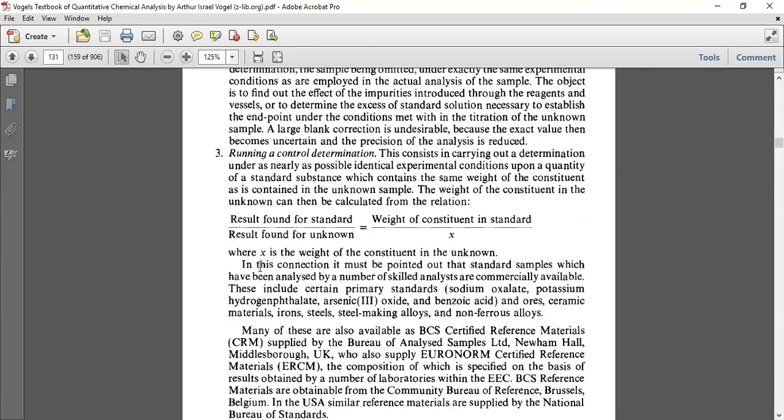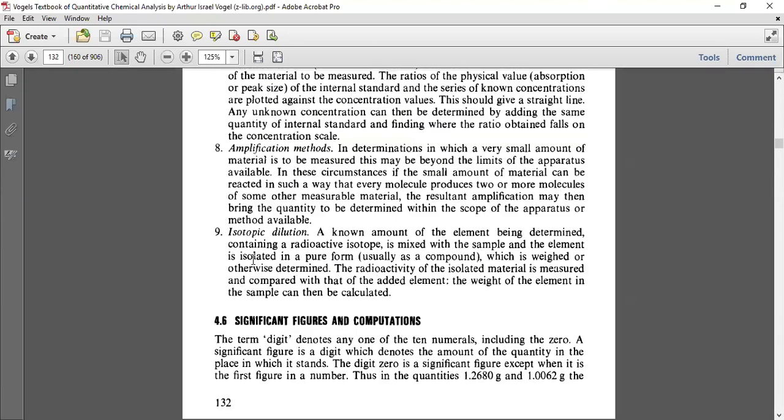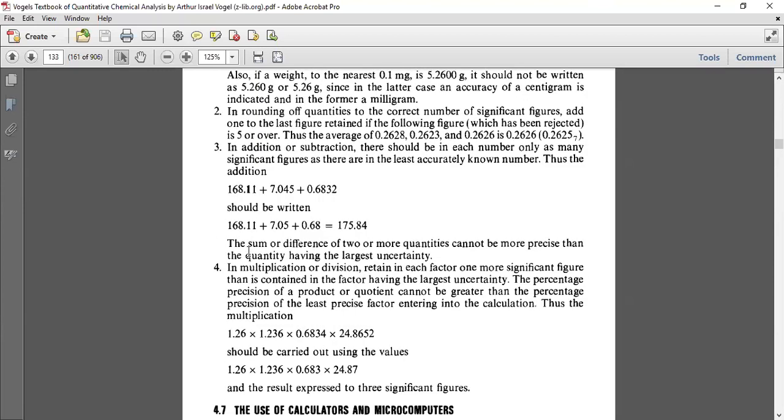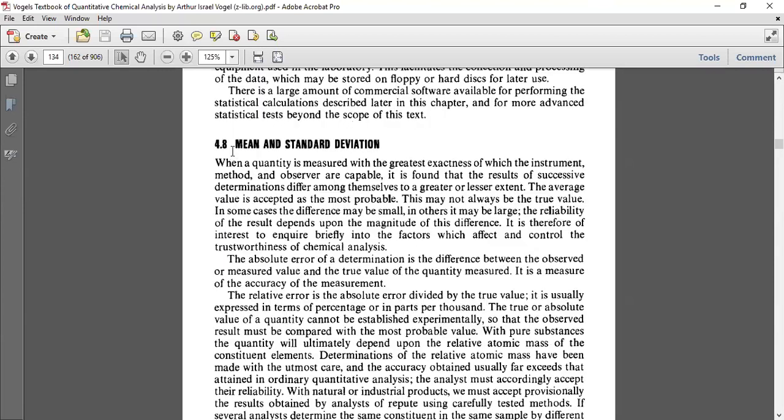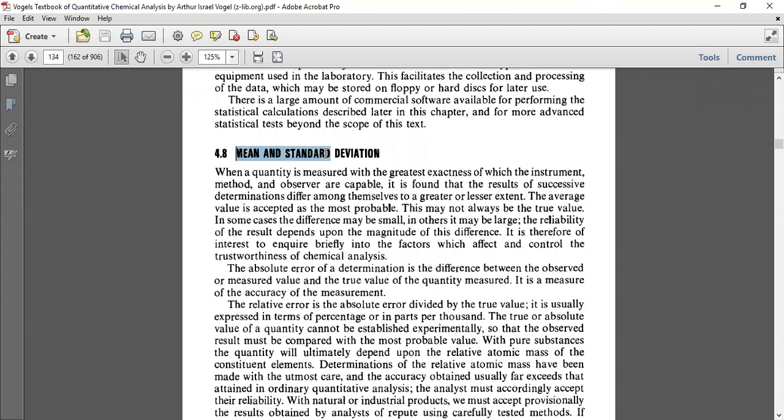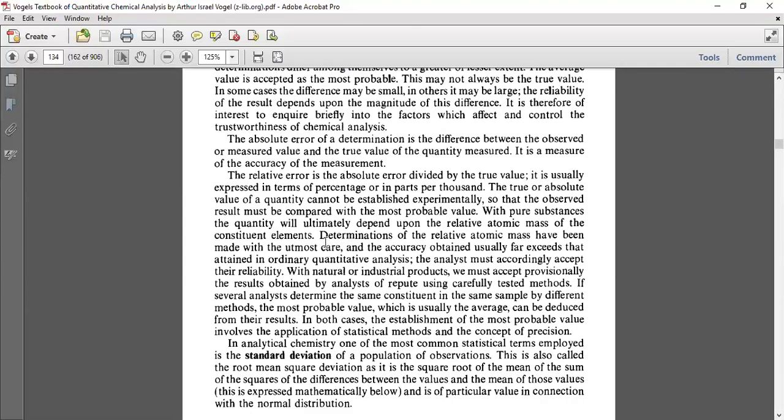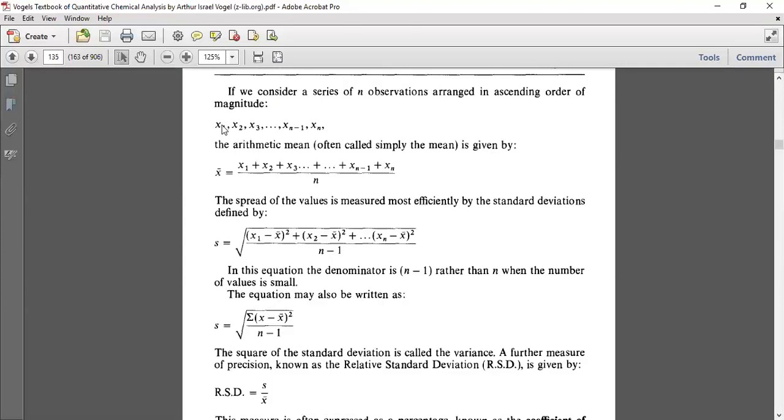So the first point is about mean and standard deviation. What is the mean? Whatever average values we are taking, and whatever the standard deviations. We have seen these formulas. These are some values we have: x1, x2, x3, and this is the arithmetic mean, which is nothing but all values divided by the number of observations.